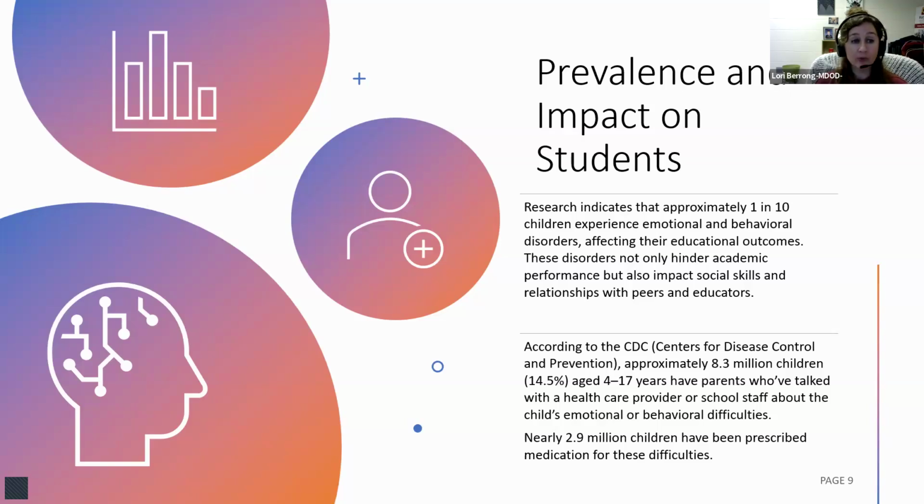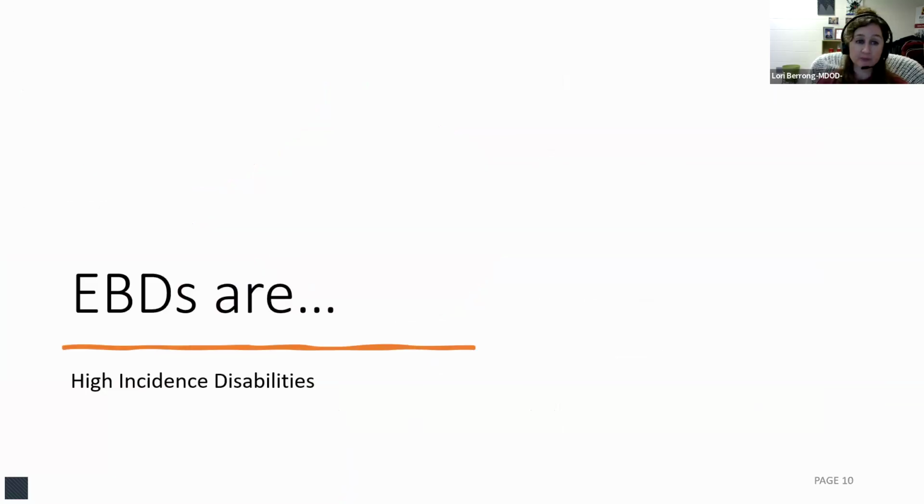And we want to help, with a piece of that being assistive technology. And emotional behavioral disorders are considered high incidence disabilities. So when we're talking about disabilities, there's high incidence and low incidence. High incidence being those disabilities that are most common. So emotional behavioral disorders are common in the scope of types of disabilities.